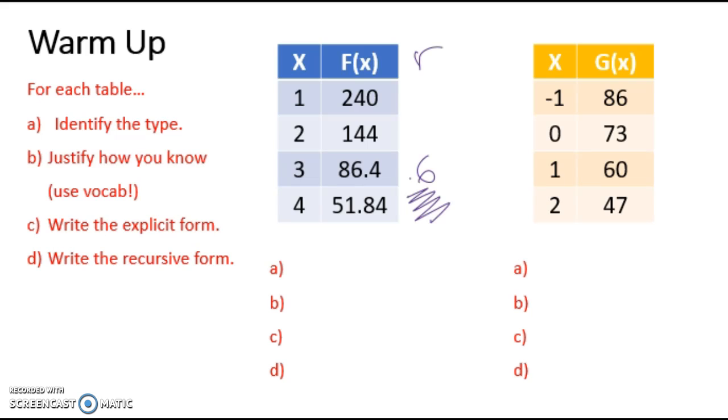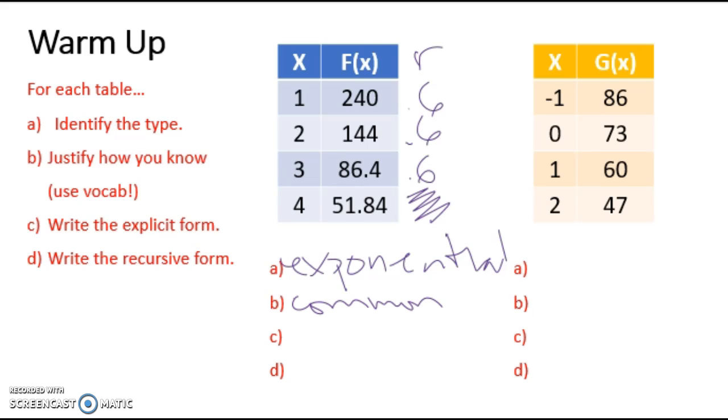Then we continue the process. 86.4 divided by 144, that gave us 0.6. So we had a good hunch. This looks like it is an exponential table because it has a common ratio of 0.6. Okay, so this is an exponential function, and because it has a common ratio, that is 0.6.